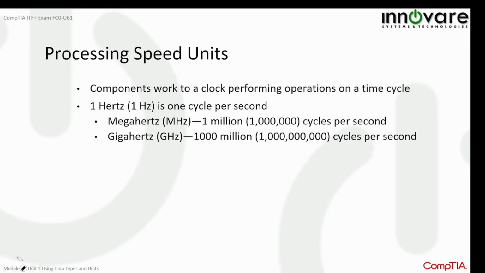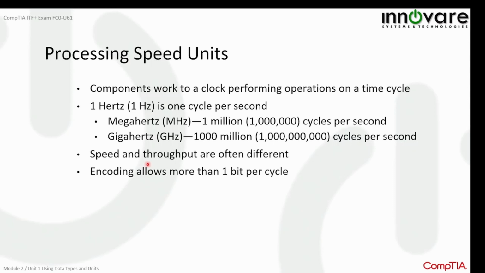So in base 10 terminology, 1 megahertz is 1 million cycles per second. And gigahertz is actually 1,000 million cycles per second. That's how many cycles there are for every second. And as I've said, we have to remember that speed and throughput are actually different. They are different, and in encoding this is important. Sometimes you will hear that it's allowing more than 1 bit per cycle.